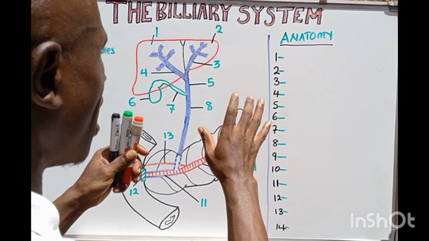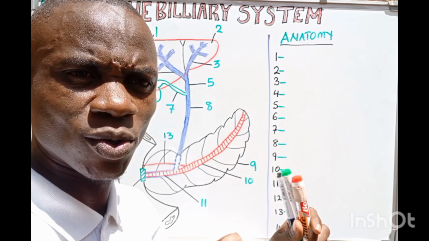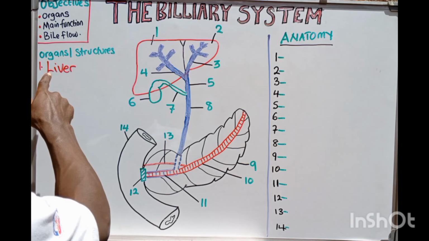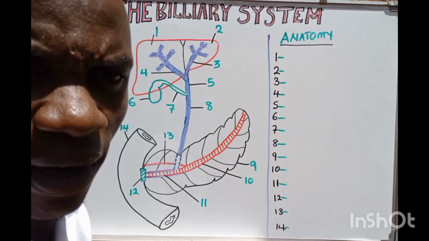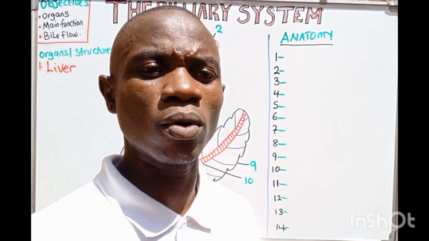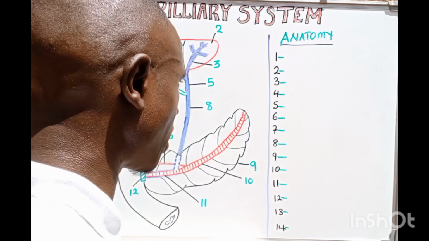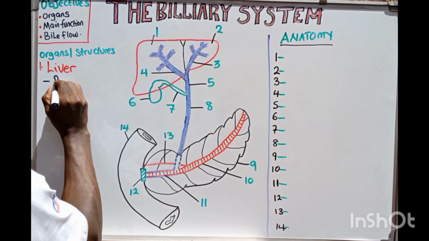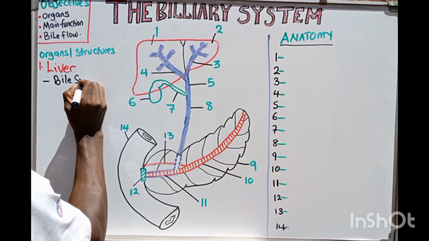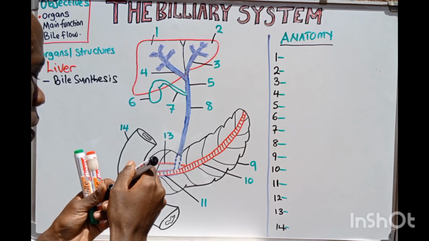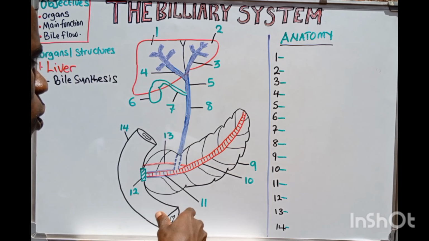Now we have a couple of different organs, different structures that are part of what we call the biliary system. The first one is the liver. The liver aids in the synthesis of bile by the hepatocytes. So the liver is going to be making what we call the bile.